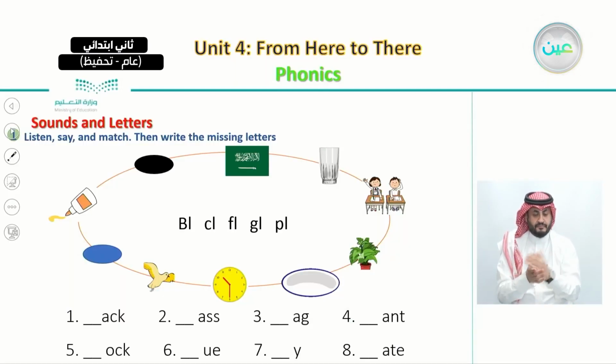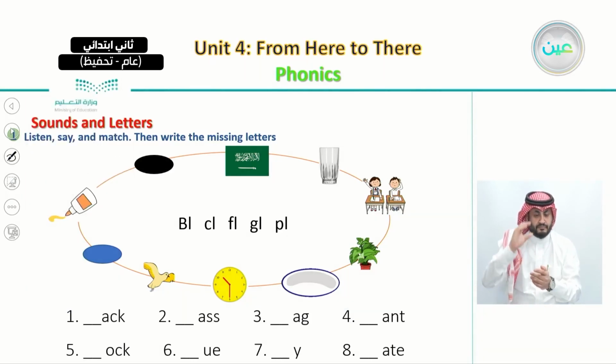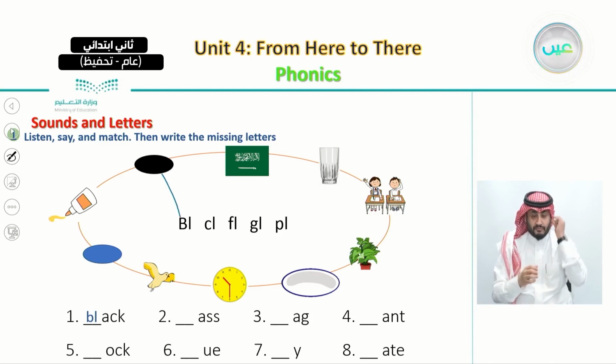So the first word we have here is black. Black starts with BL. So now it is time to match BL with the color black. This is what black means. Number 2, glass. Glass starts with GL, and here we need to match glass with its picture, a glass.